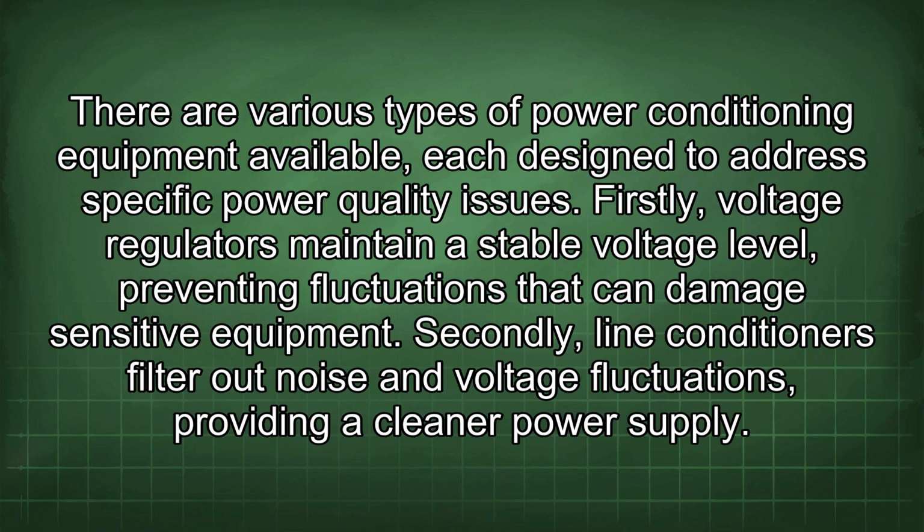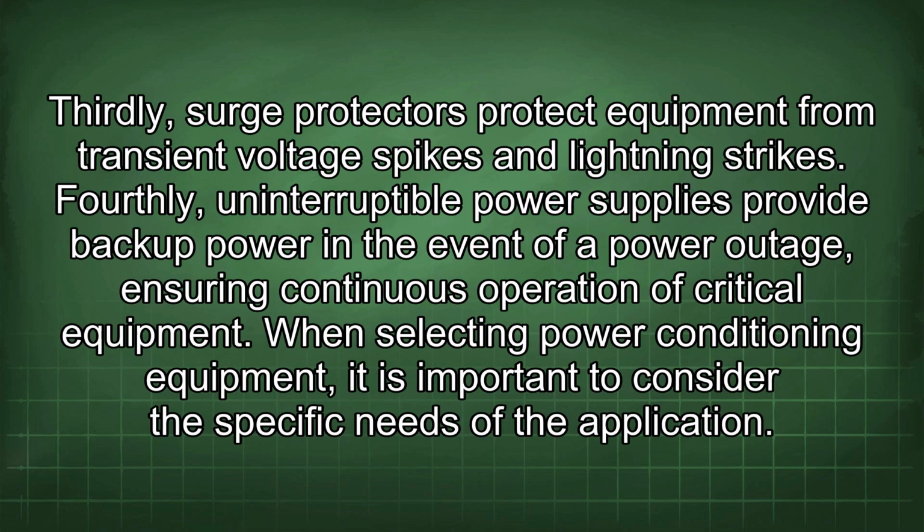There are various types of power conditioning equipment available, each designed to address specific power quality issues. Firstly, voltage regulators maintain a stable voltage level, preventing fluctuations that can damage sensitive equipment. Secondly, line conditioners filter out noise and voltage fluctuations, providing a cleaner power supply. Thirdly, surge protectors protect equipment from transient voltage spikes and lightning strikes. Fourthly, uninterruptible power supplies provide backup power in the event of a power outage, ensuring continuous operation of critical equipment.